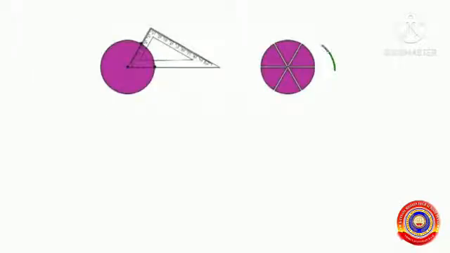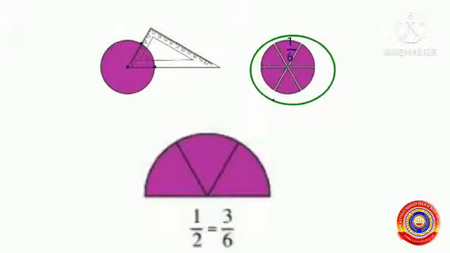Here, this circle is divided into 6 equal parts using a corner of the set square. Here, each part is called 1 by 6 part of the whole circle. Here, after cutting off the circle into 2 equal parts, this part forms 1 by 2 or 3 by 6 part of the whole circle. Then 1 by 2 is equal to 3 by 6.